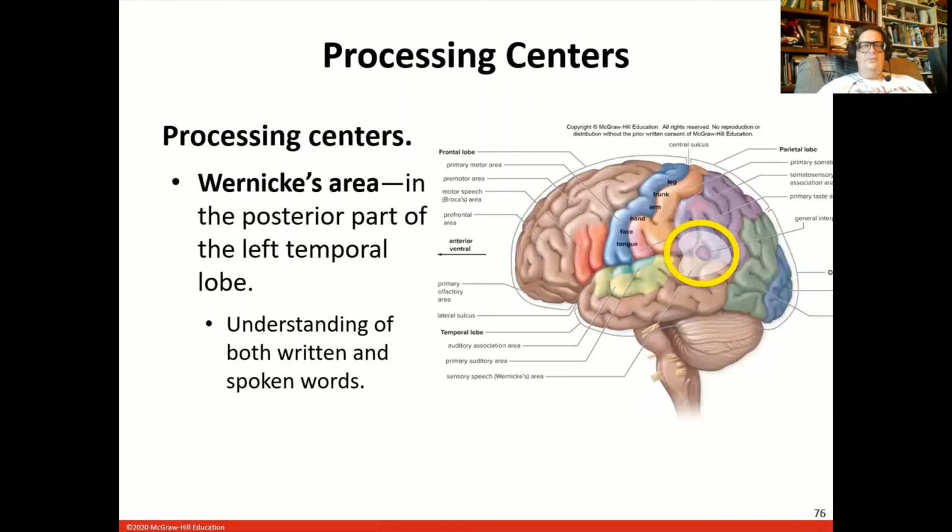Wernicke's area, which is the back of your left side temporal lobe, is understanding of words. And that's both things you hear and things you see written. That's super important. And it's the left temporal lobe, not both.